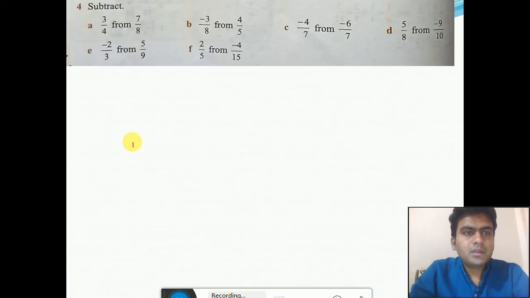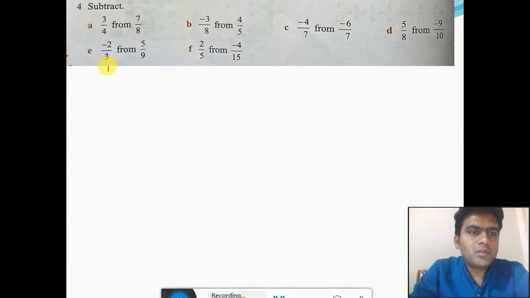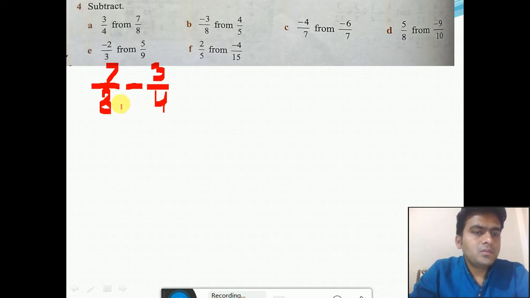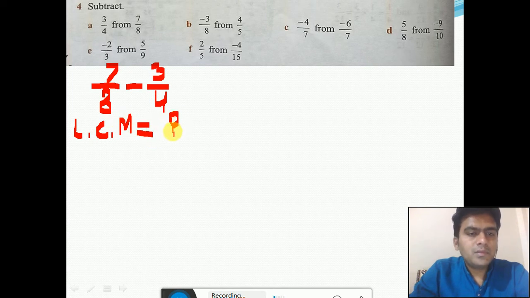Next, question number 4, subtract 3 upon 4 from 7 upon 8. So we have to subtract 3 upon 4 from 7 upon 8. So write down 7 upon 8 minus 3 upon 4. Now see, their denominators are not equal, so we will make their denominators equal. And how will we make it? By taking the LCM. So what is the LCM of 8 and 4?